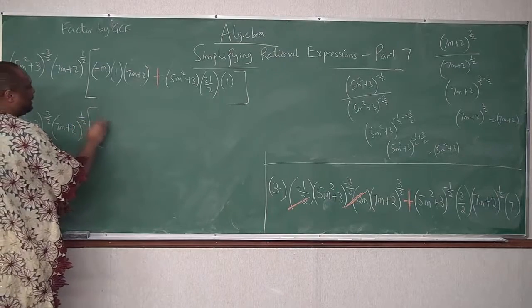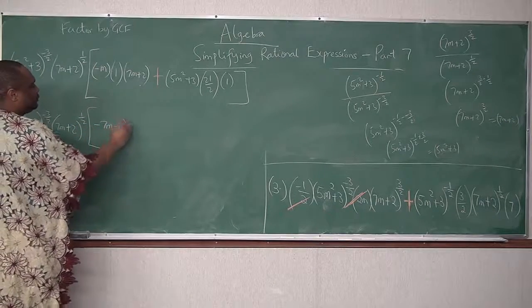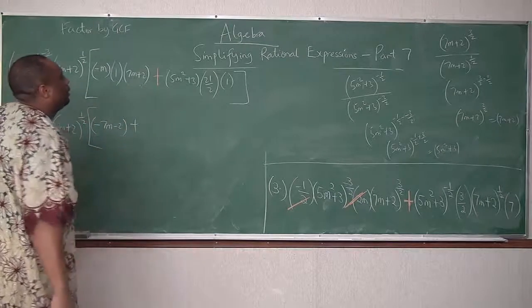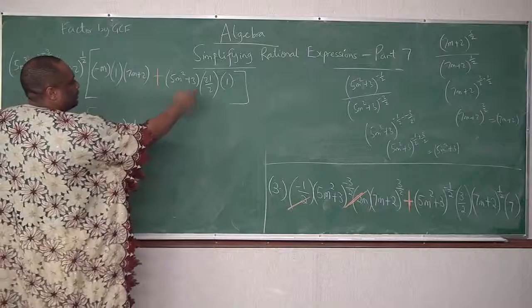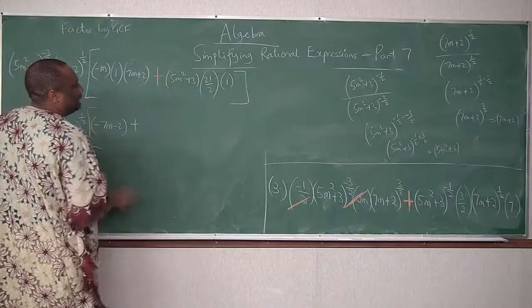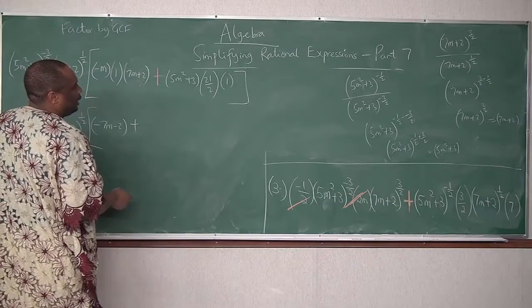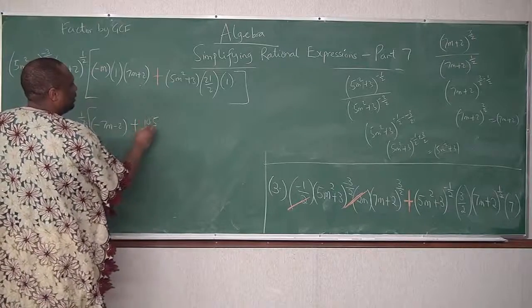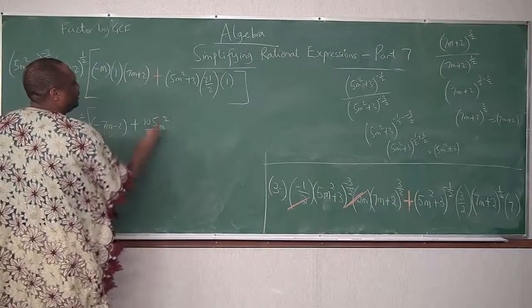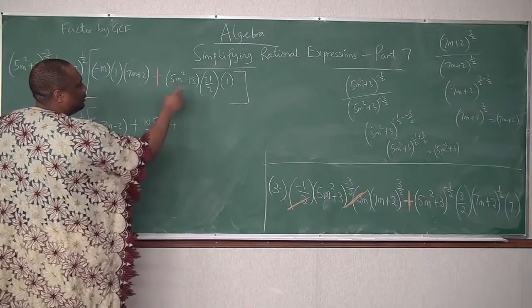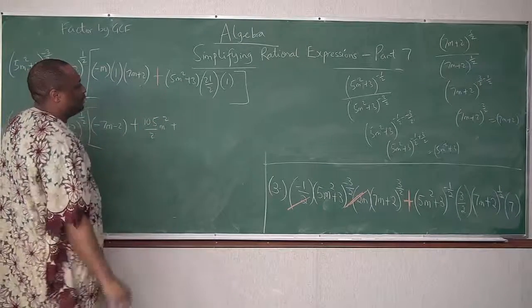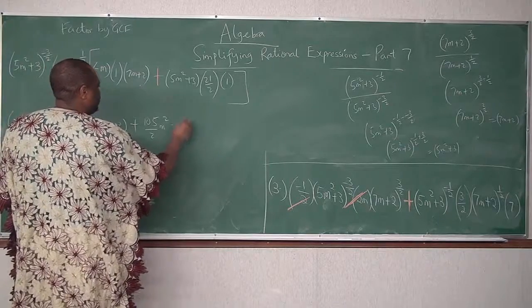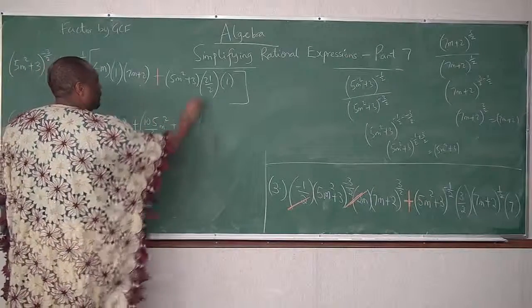Then this is negative 7m negative 2, your distributive property, plus this is a 21 times 5. 5 times 1 is 5. 5 times 2 is 10 over 2n squared plus 21 over 2. 21 times 3. 3 times 1, 3. 3 times 2, 63 over 2. Okay?